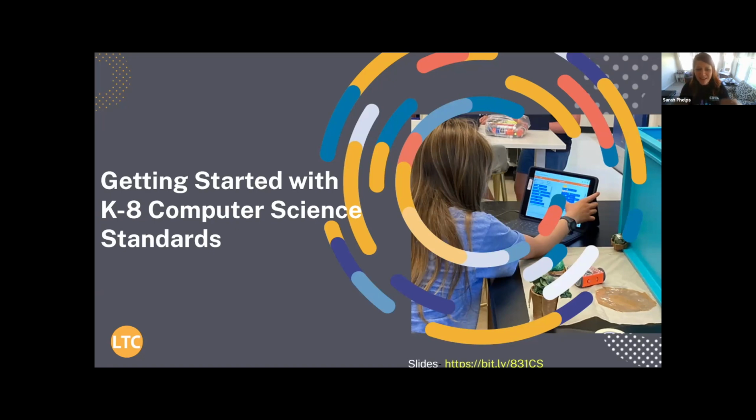So everybody can benefit. It's just that we're not going to talk about integration as much at the high school level, because in high school, you have courses designated for computer science. You have to be a little more creative sometimes at our elementary and middle school ages.